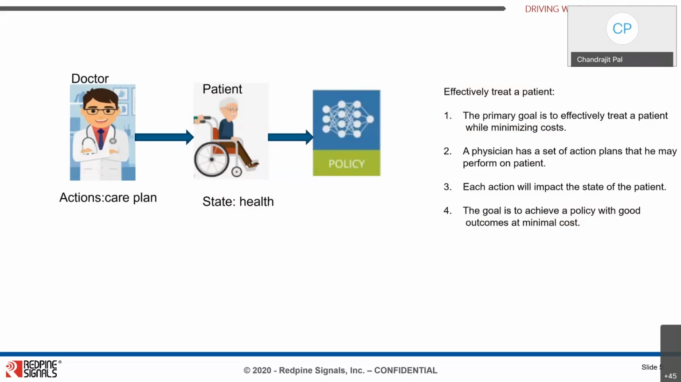So there are 2 criteria. First, the patient should be cured, and second, the patient should be cured at minimal cost. If these 2 criteria are met, then you can say that the doctor has been successful in effectively treating the patient by learning the optimal policy. So this is one example of a reinforcement learning approach. And in the second phase, we will see how the doctor has been successfully and effectively treating the patient.